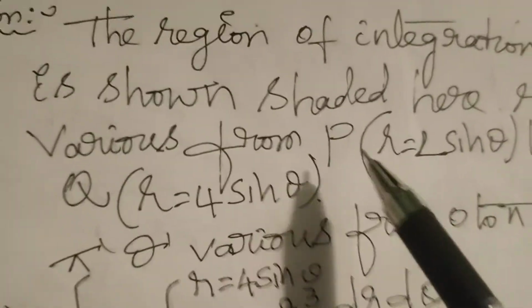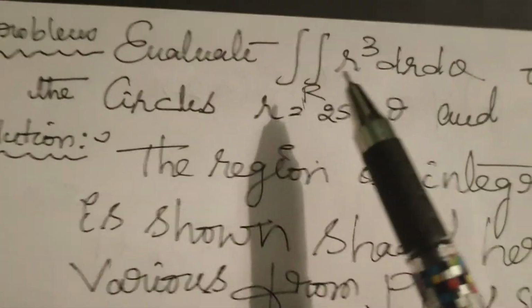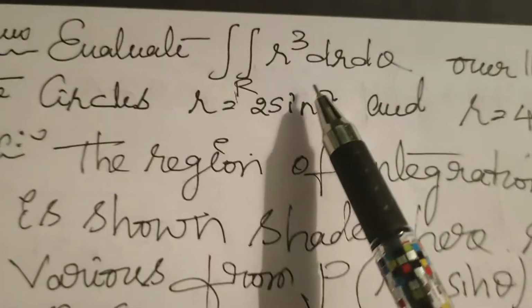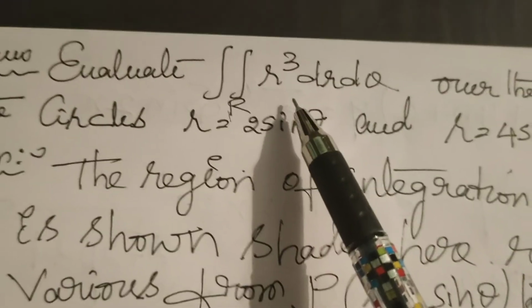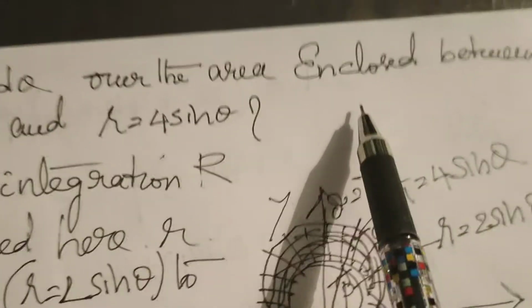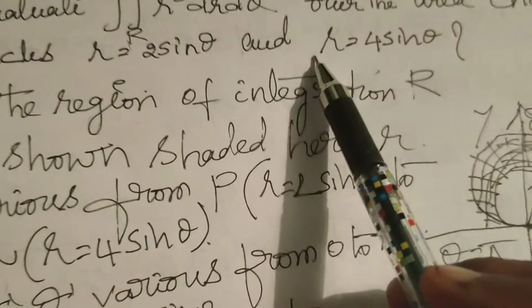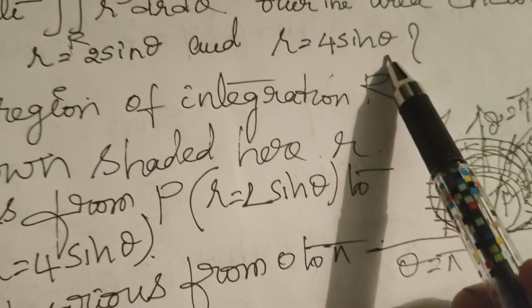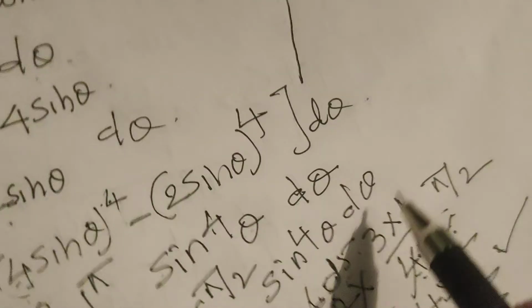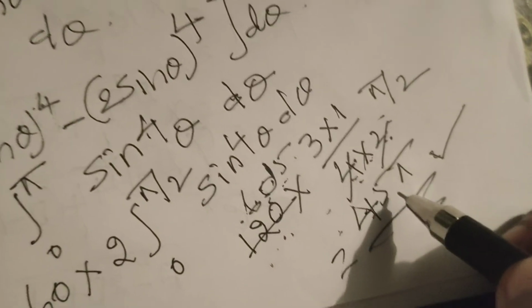The given double integral of r cubed dr d theta over the area enclosed between the circles r equals 2 sin theta and r equals 4 sin theta has the answer 45 pi by 2.